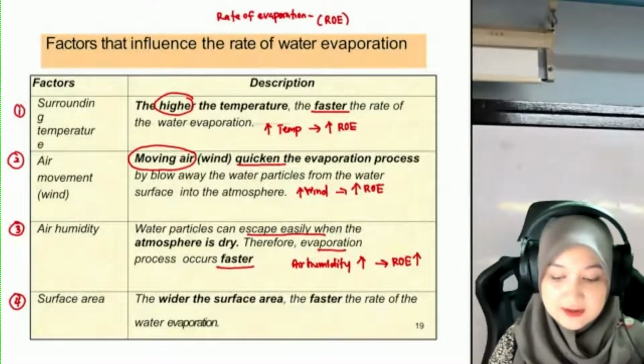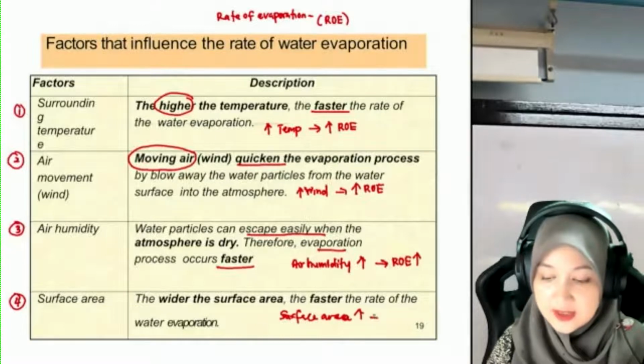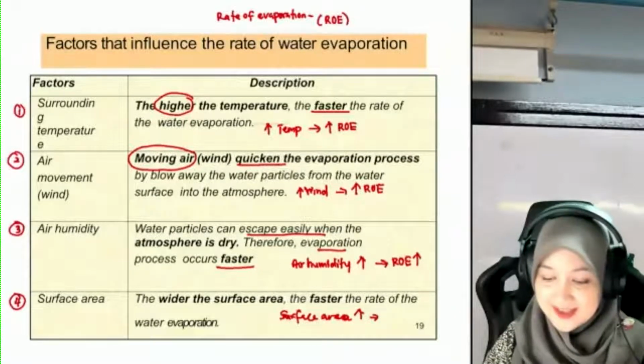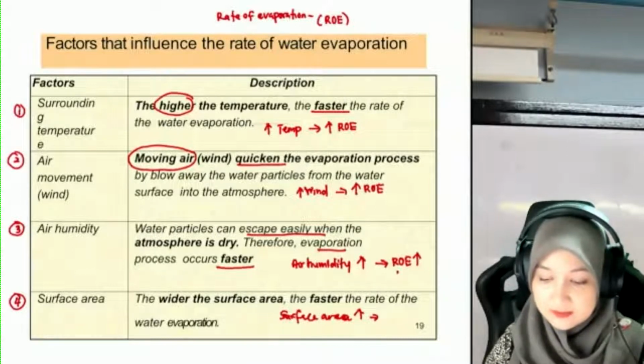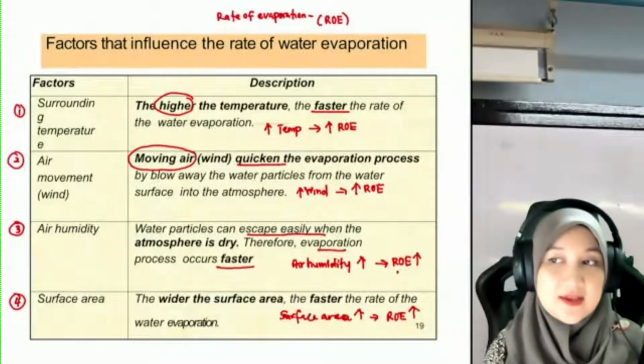Okay, the surface area is high, so then the rate of evaporation will become high.